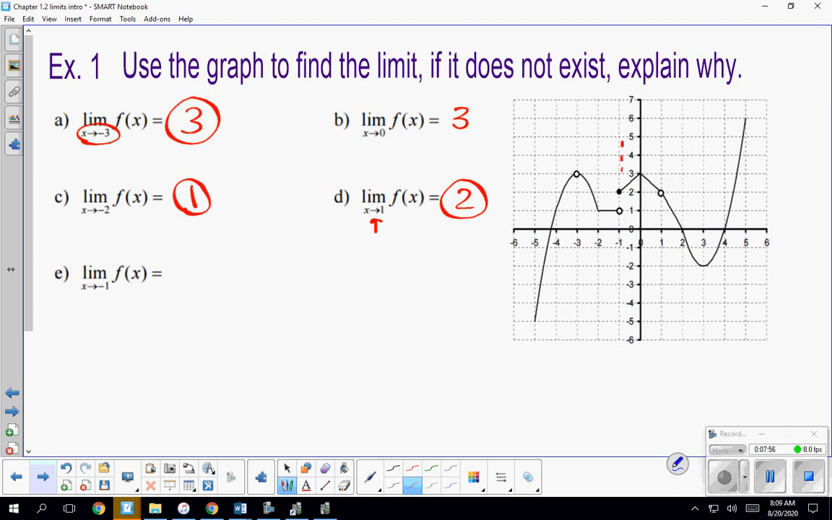As I come in, I'm getting closer to this line. Again, I don't care about this closed circle or this open circle. As I come in from the left, I'm approaching 1. And as I come in from the right, I'm approaching 2. I cannot just pick my favorite. So here I would say this does not exist.